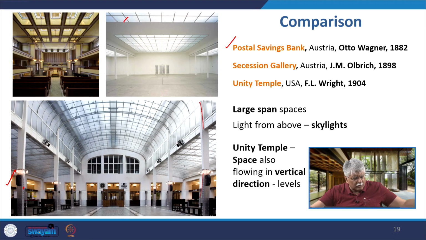Very large open space, all of it made possible because of RCC or steel construction, and here also very simple, very plain and straightforward large open space. Whereas in the case of Wright, it is large open space, but it is having much more of a buzzard. I will explain what buzzard is.